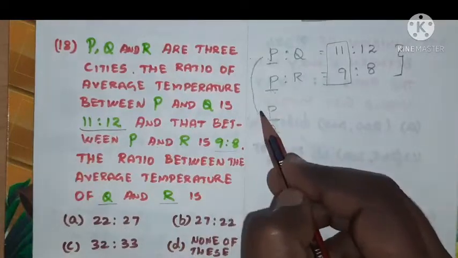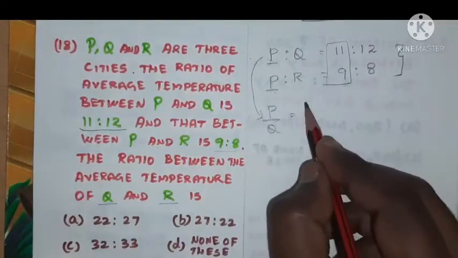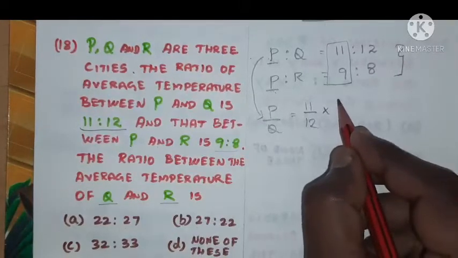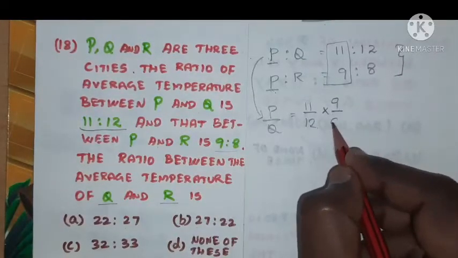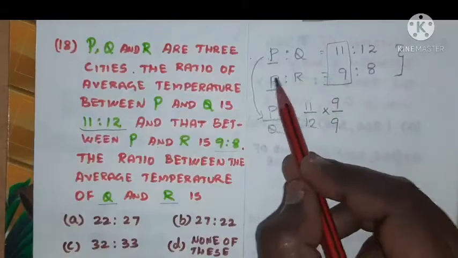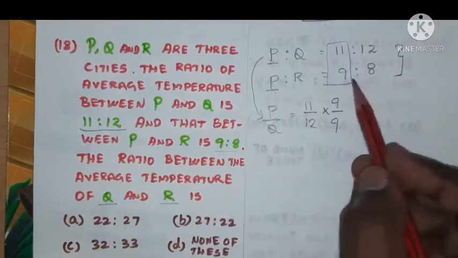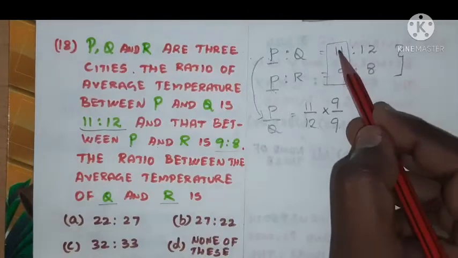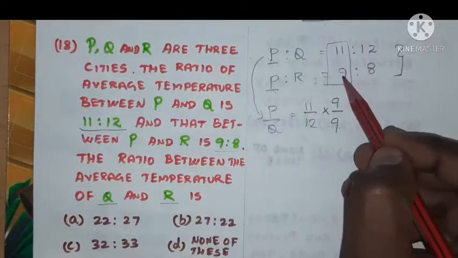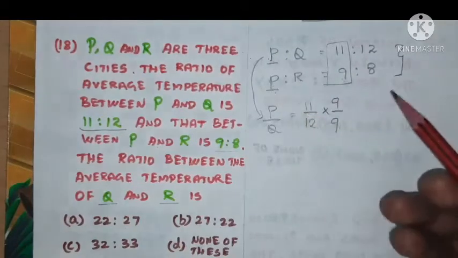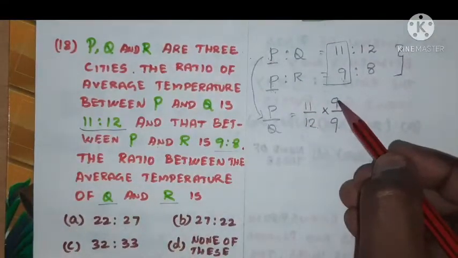P is to Q can be written in the form P by Q, which is equal to 11 by 12. We are going to multiply with a common number called 9, because in the other P is to R ratio, the P value is 9. When we multiply with this 9 along with 11, as well as 11 along with 9, the two antecedents will become equal. That's what we multiplied with 9 here.